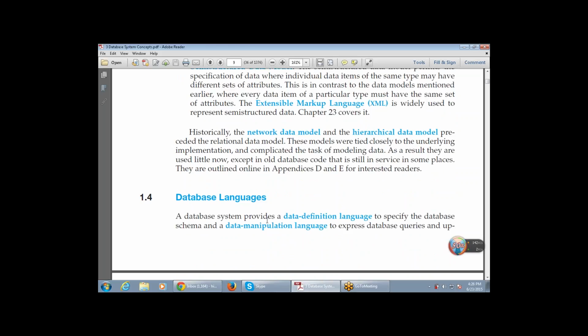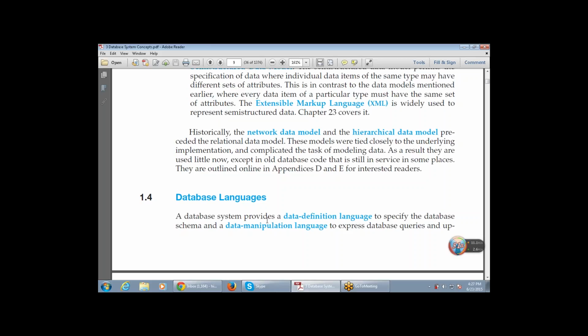Now, the next topic is database languages. That is today's class topic. So let's start with the database languages, which is one of the important topics in the database management system. Whenever we say language, that means a way to communicate. So the database language is the language by which we can use the database, access it, manipulate it, and operate on it.